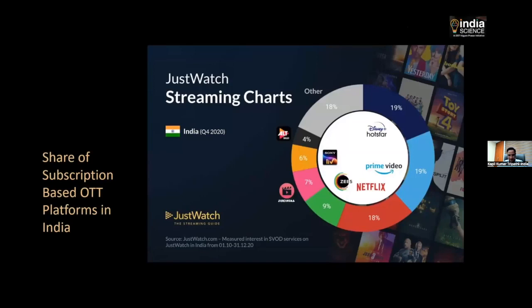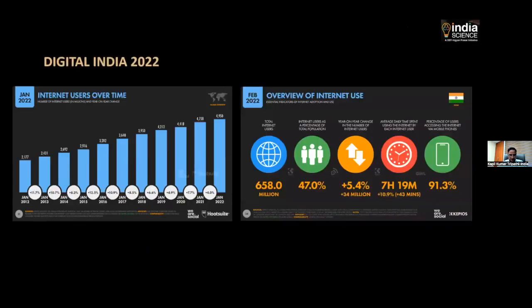As you notice, Prime Video, Hotstar, and others are the very popular platforms in India. And as far as digital data is concerned, we are showing that worldwide, internet users are increasing, and in India, I can say that the average daily time spent by users on the internet is 7 hours 19 minutes. This is the data generated by Hootsuite.